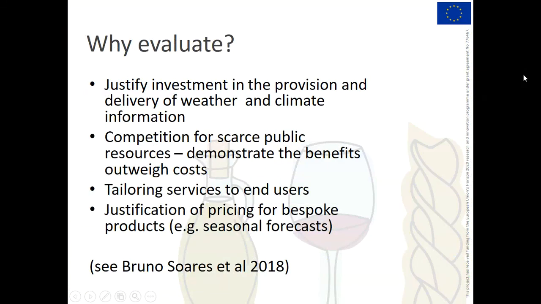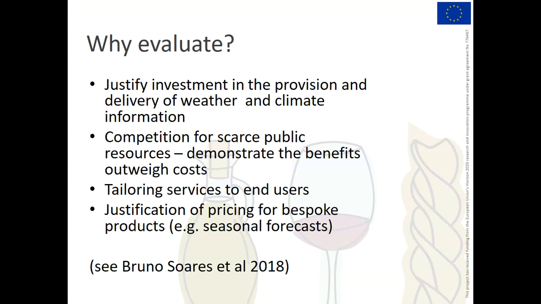So why do this? What's the point? Why are we doing all this evaluation? Why is it important? Well, firstly, it's really important to justify investment in the provision and delivery of weather and climate information. I read a study yesterday, I think, that claimed that in 2015, we spent about $56 billion on weather and climate services. That's obviously a huge amount of money, and we want to know if that investment will pay off. Is it working? Is it worth it? Do we keep pumping billions of dollars into this?